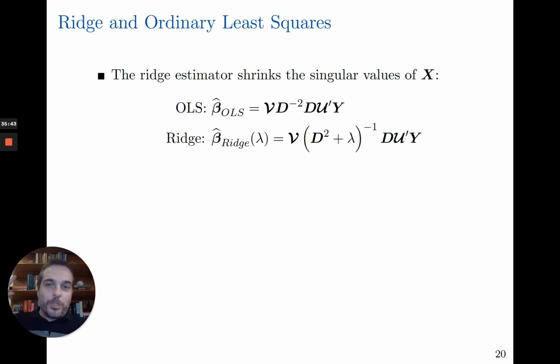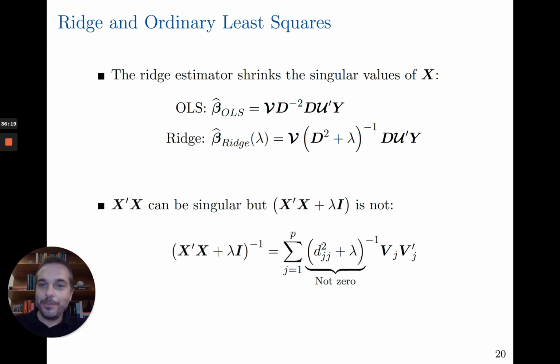In OLS you are projecting on all the variables. In ridge, you rotate the variables and you project on all the principal components, but you give more weight to the principal components with the larger eigenvalues. So you take into account in the regression all the principal components, but with a weighting function that depends on the ratio between the eigenvalues and the penalty parameter lambda.